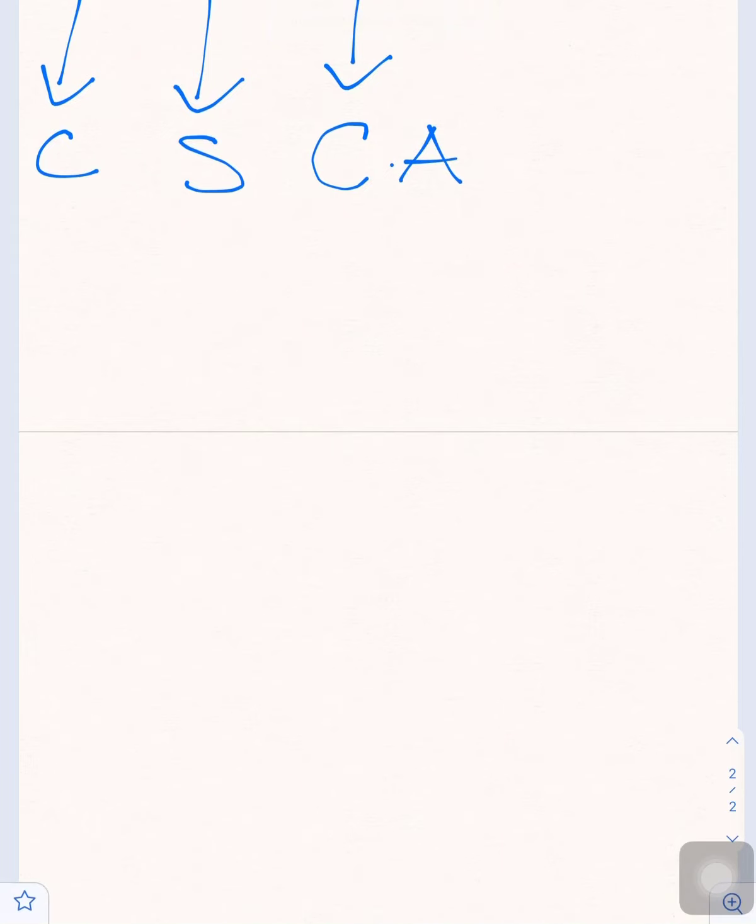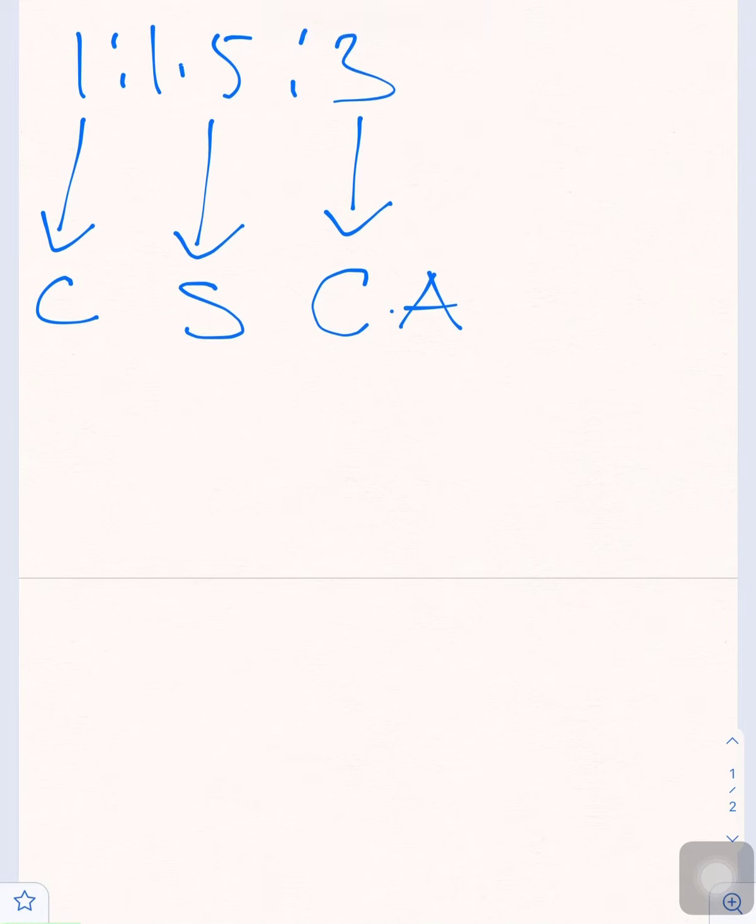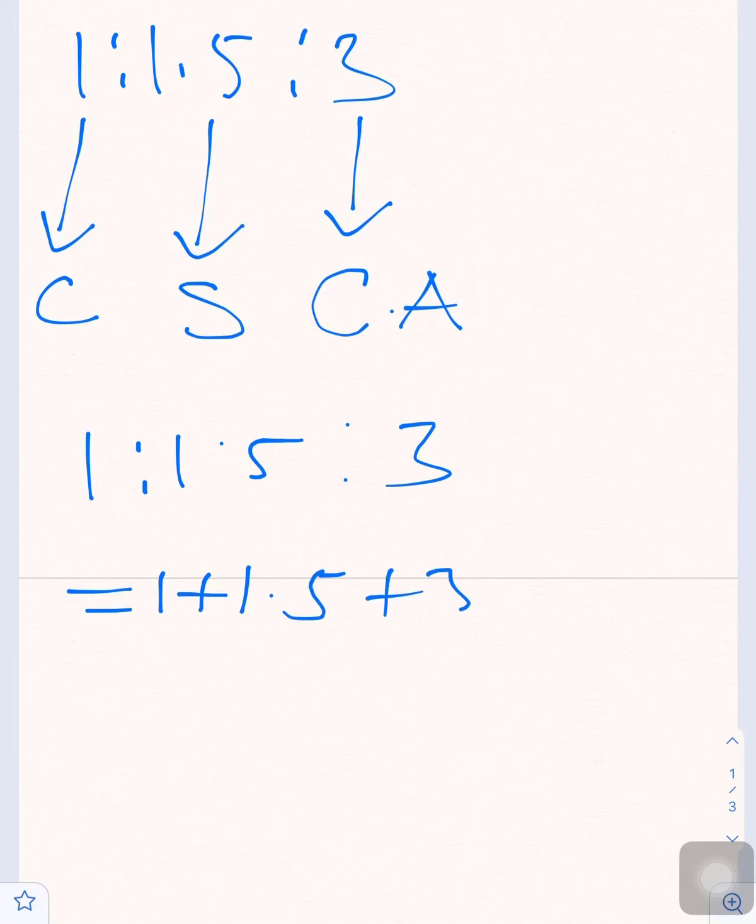And so let's begin. First of all, we are given a ratio of 1 to 1.5 to 3. The first thing is to add the ratio. So we have 1 plus 1.5 plus 3, which gives you 5.5. So this is 5.5.